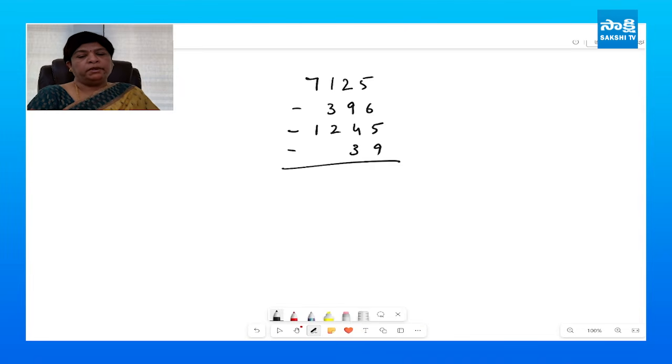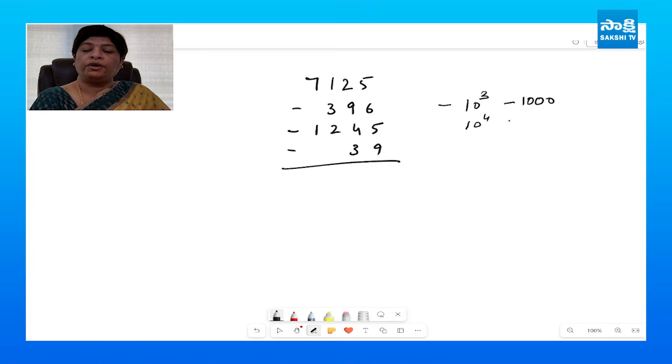Let's see another example. So here again we have three negative numbers and one positive number, 1725, and let's identify or choose the bases for the negative numbers. The very first number is 396, so it has 3 digits, so 10 to the power of 3 or 1000 is my base, and for 1245 I have 4 digits, so 10 to the power of 4 or 10,000. And for 39 we have 2 digits, so 10 to the power of 2 or 100.